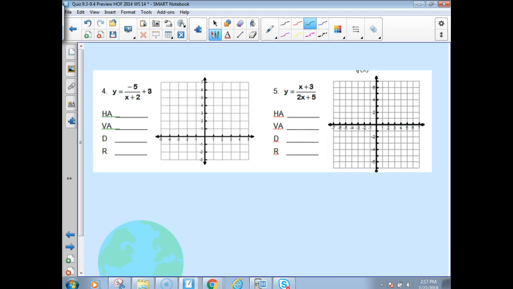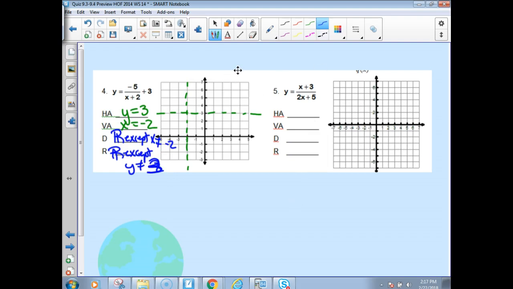I've got a horizontal asymptote at y equals 3. So I'm going to go ahead and put that in my picture. I have a vertical asymptote of x equals -2. Then I can write my domain: all reals except x can't equal -2, and for the range, all reals except y can't equal 3.